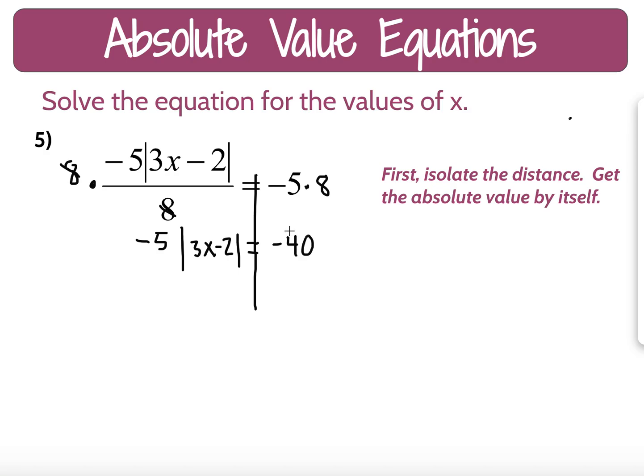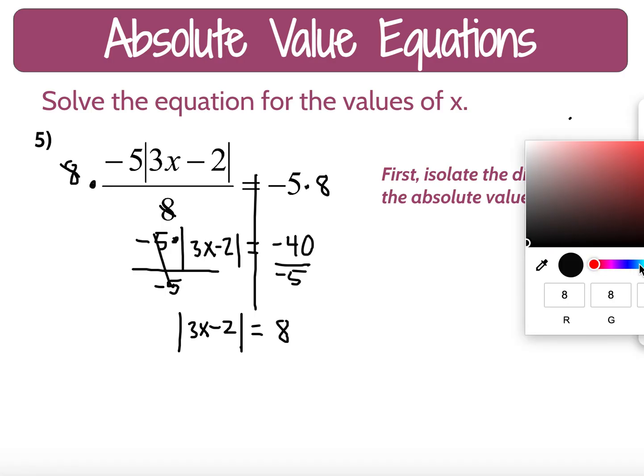You're probably noticing there's a negative on this side, but over here on the left, this is -5 stuck to the absolute value, so that means that there's an invisible multiplication happening here. So the inverse of that would be to divide. And when you divide by -5, you see here how we're going to end up with a positive distance. +8. Woo, finally. Okay, good news. Oh, that looks like a fun color.